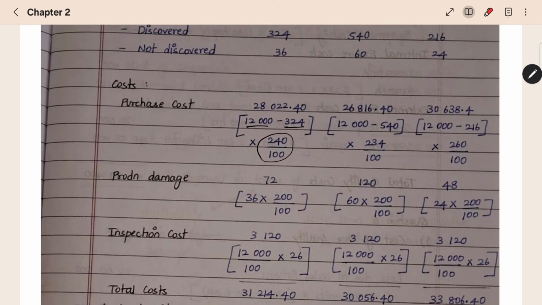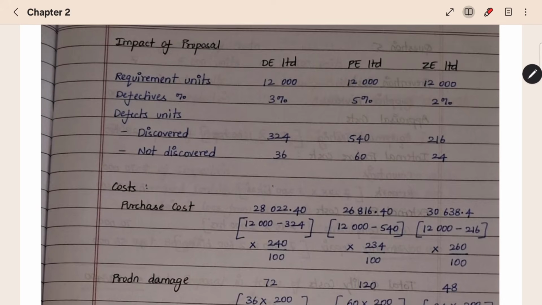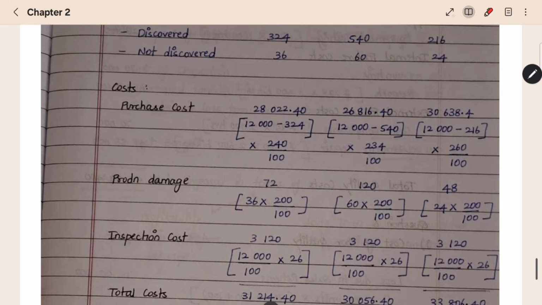The price is given here. Now, how will the purchase cost be calculated? 12,000 is the total units you purchased. Out of that, 324 you found out as defective. For the remaining only you will pay the amount. 240 is the price for 100 units. So, you have to find out the purchase cost by doing this calculation. You have found out the purchase cost for all the three.